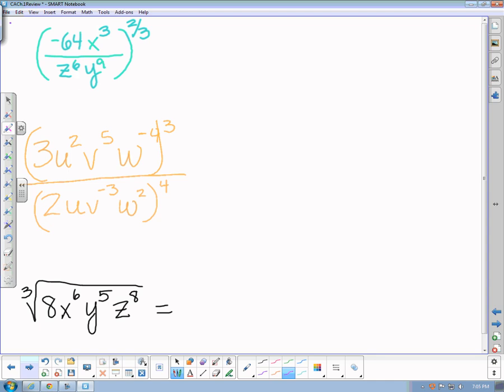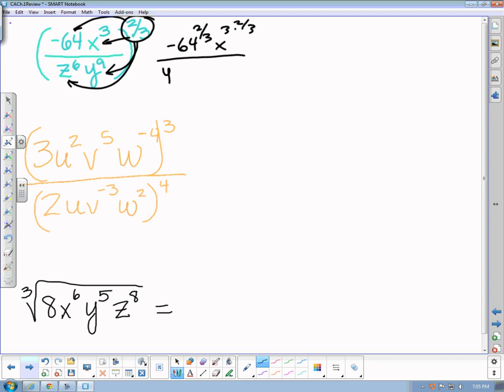Now then, simplifying exponents and radical expressions, that would be something along these lines here. This first one, this 2/3 has to be given to every single thing inside the parentheses. So we have negative 64 to the 2/3, x cubed to the 2/3, over y to the 6th to the 2/3, and y to the 9th to the 2/3.